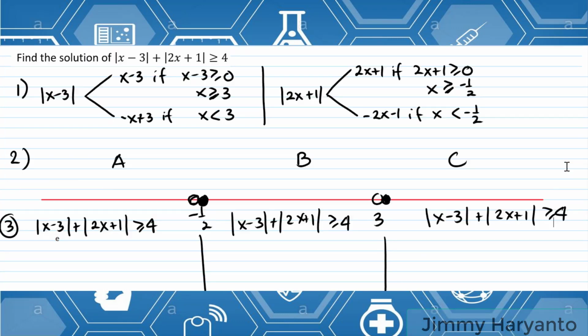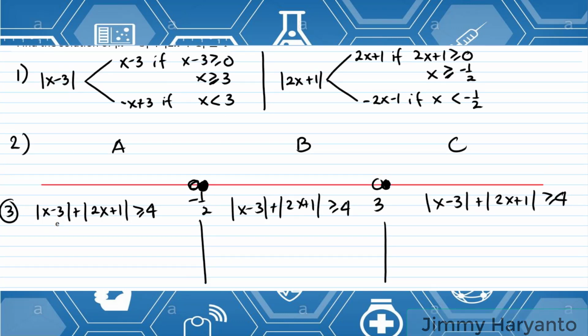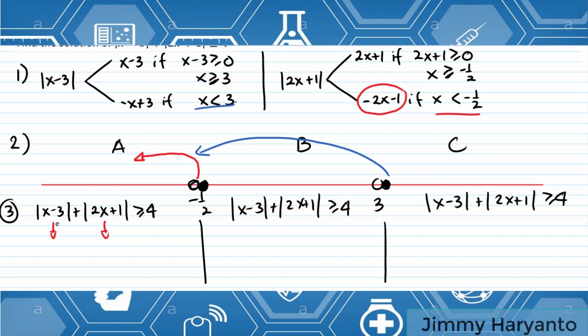Okay, now we have to choose which one we will use to change this. Room A first. Room A is less than negative half, so we have to choose this one. And then room A is also less than 3, so we have to choose this one. So for the 2x plus 1, it will change into negative 2x minus 1. For x minus 3, we will use negative x plus 3.